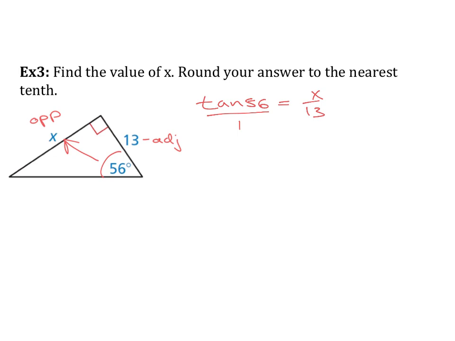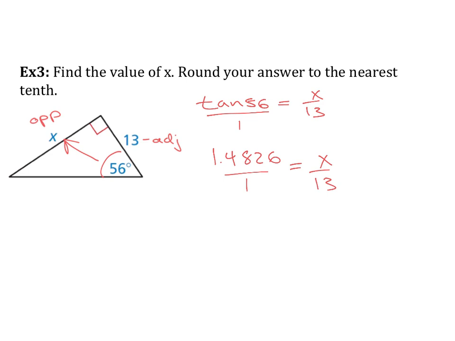Again, we're going to look up the tangent of 56 using our table. So we're going to go down to an angle of 56 degrees, go over to our tangent column, and we identify that the tangent of 56 is 1.4826. So for my ratio now, I have 1.4826 over 1 is going to equal x over 13.